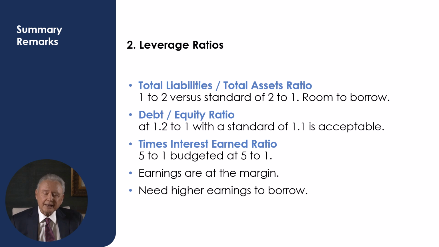Finally, there's times interest earned. That's EBIT, or operating income, divided by interest expense. Our ratio is 5 to 1, even with the standard. If we are going to borrow more, we would need to increase EBIT because interest expense would go up. To summarize, we have an adequate capital structure. That's the relationship of debt to capital. But more borrowing would require higher EBIT.